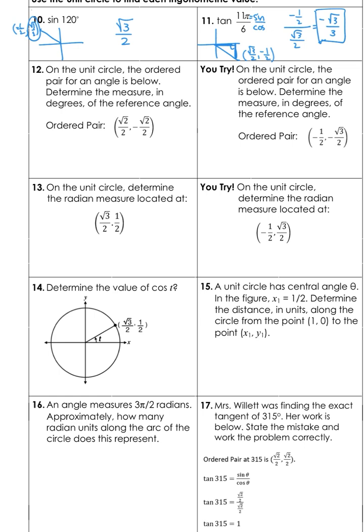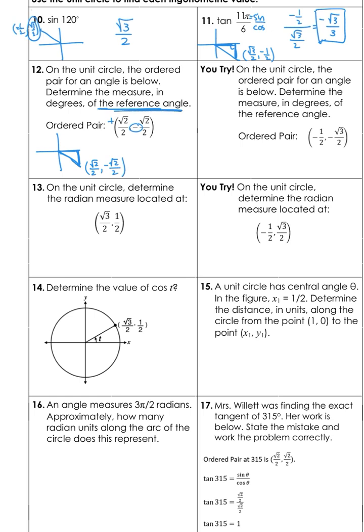Determine the measure in degrees. So what I look at first is that my x-coordinate is positive and my y-coordinate is negative. So if I go positive and then down, this is where I'm going to be in this quadrant. And the coordinates are square root of 2 over 2, negative square root of 2 over 2. The question is, determine the measure in degrees of the reference angle.